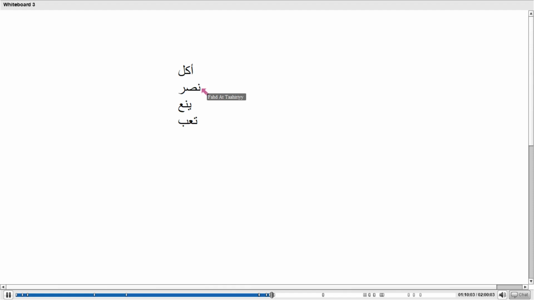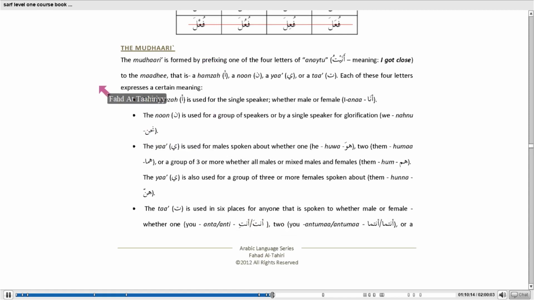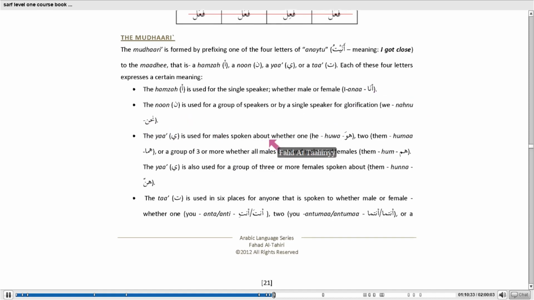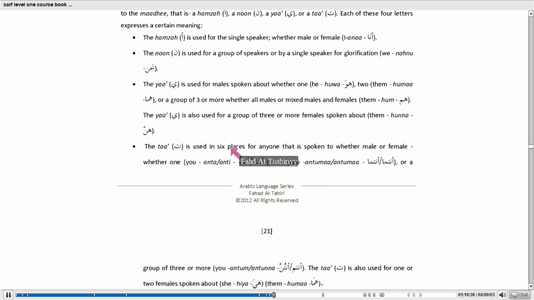Allah. Okay? So Allah used the noon, which originally expresses a group of speakers. This is because this noon does not only express a group of speakers, but it is also used by a single speaker glorifying himself, like Allah subhanahu wa ta'ala in many verses of the Quran. Don't worry about this ana and nahnu. We will take it later, inshallah.